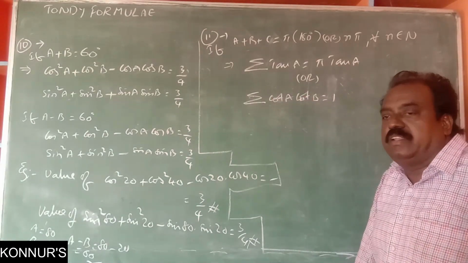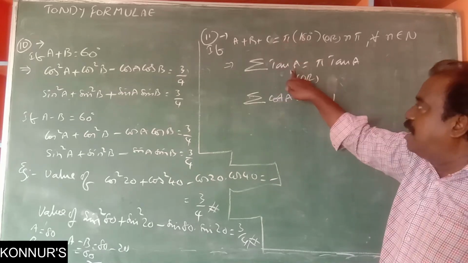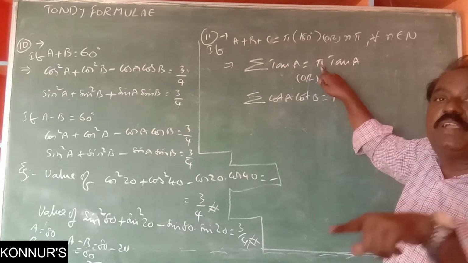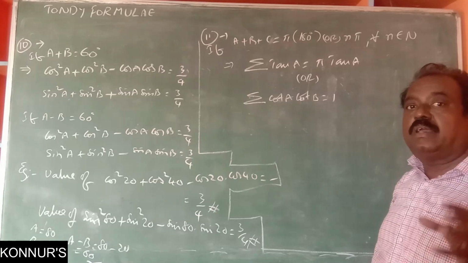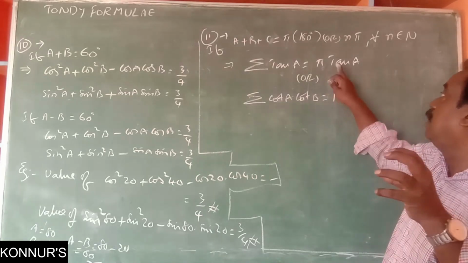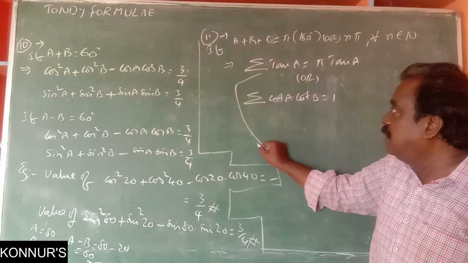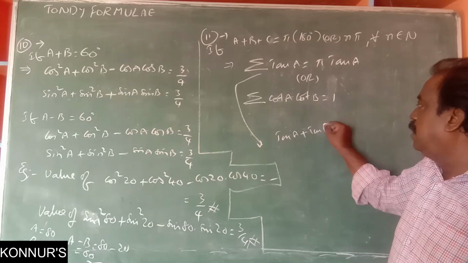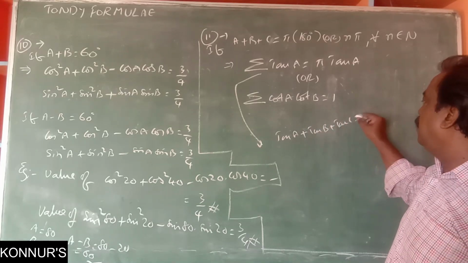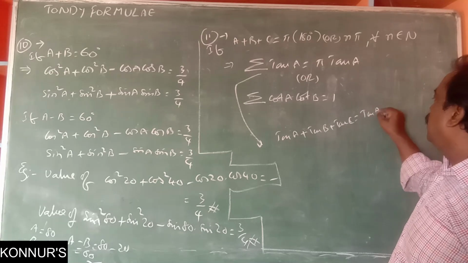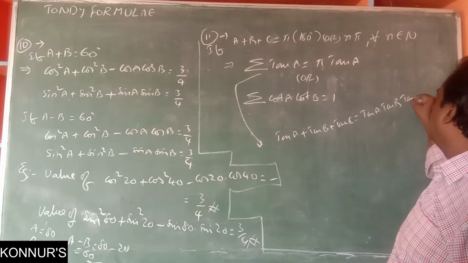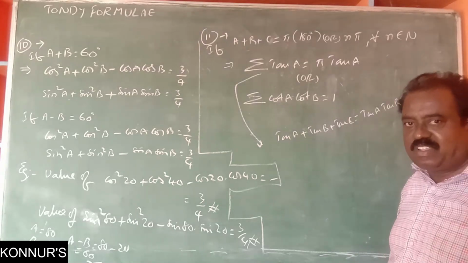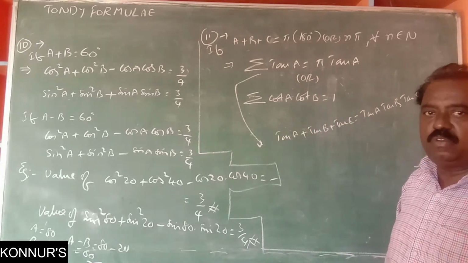Sigma is the summation: tan A plus tan B plus tan C. Pi means not 180 degrees, not 22/7. Here pi is the notation for continued product. This means tan A plus tan B plus tan C is equal to tan A tan B tan C. Here is a summation, here is a product. Okay now? In the problems we will use it.